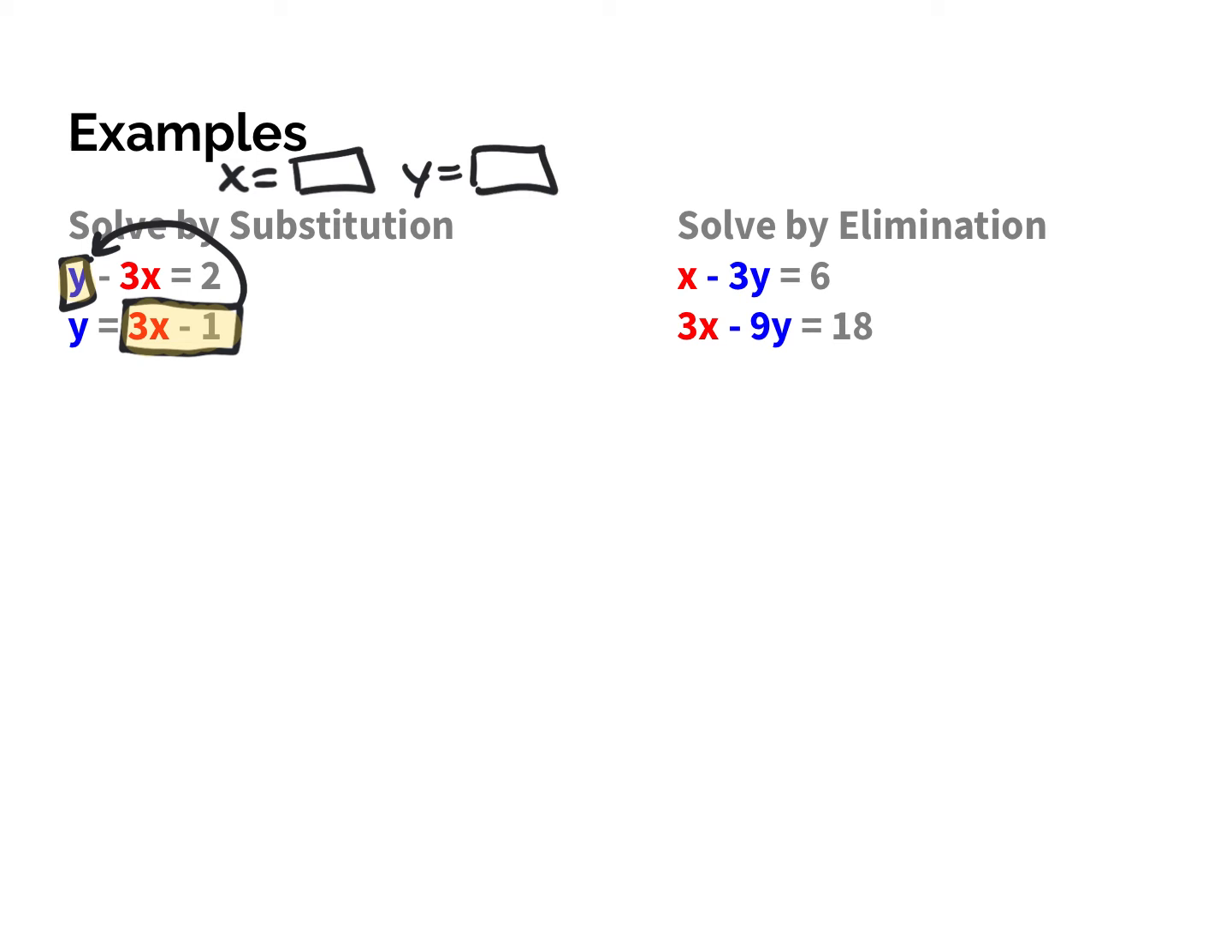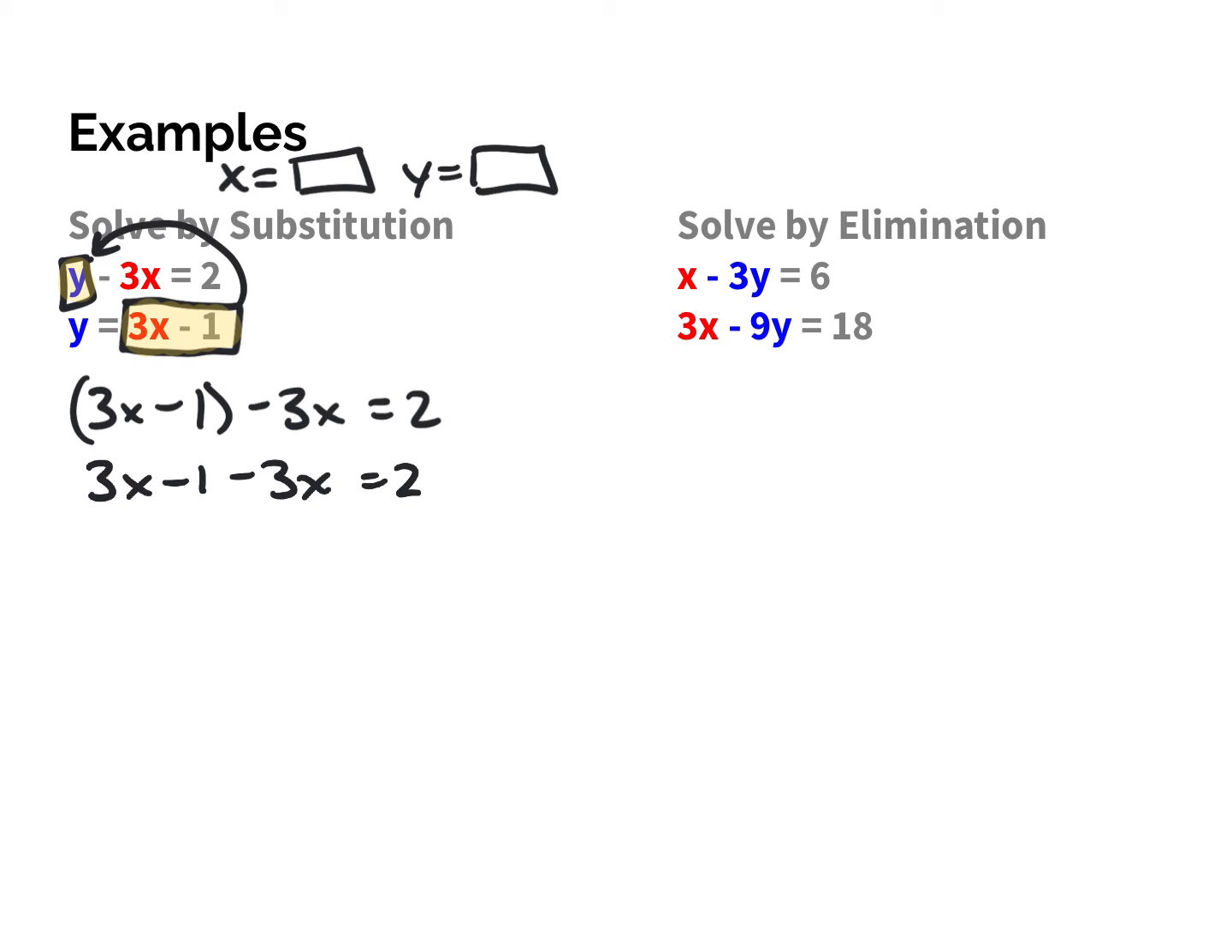So my first equation would become this. It'd become (3x - 1), which I'll put in parentheses, minus 3x equals 2. Now there's no number in front of the y, right? There's no number in front of the parentheses, so those parentheses are really kind of useless. So I have 3x - 1 - 3x = 2.